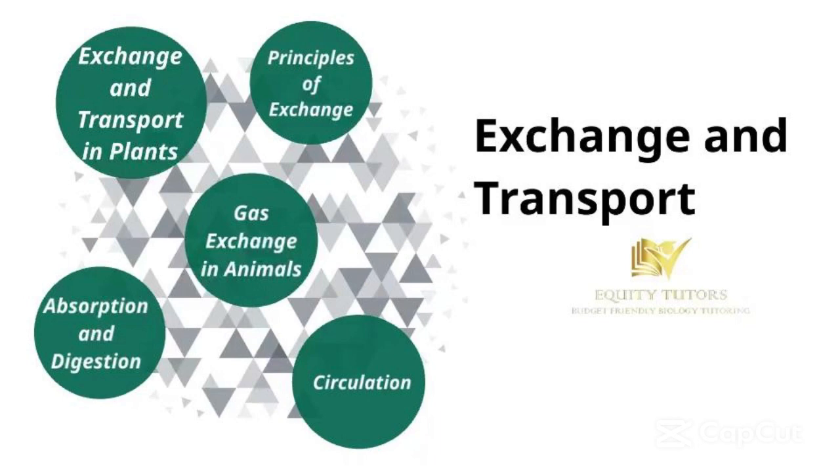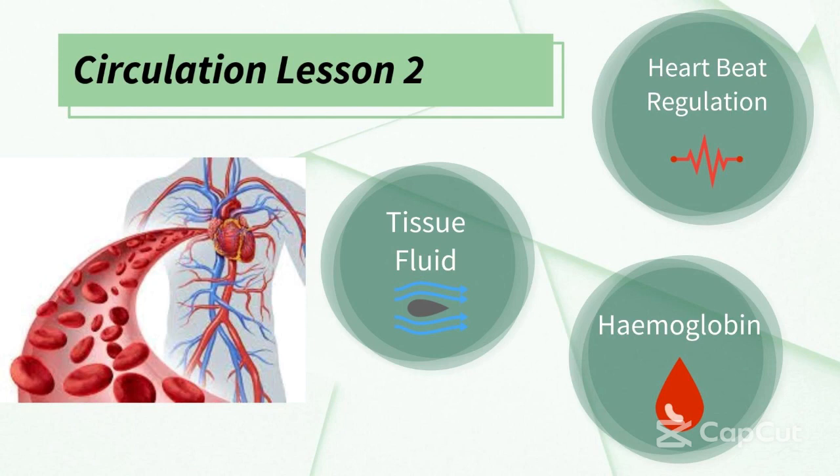Welcome back to Equity Tutors and part 2 of the circulation in mammals lessons and the final lesson in our exchange and transport series. So we left off last week having described the structure of the heart, the structure of blood vessels, why a circulatory system is important and how they are adapted to their function. So we ended up having described all of the different chambers of the heart and the major blood vessels going in and out of the heart.